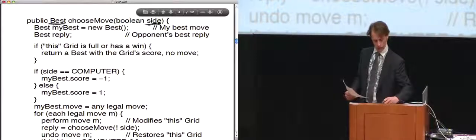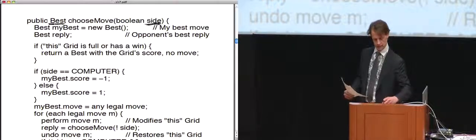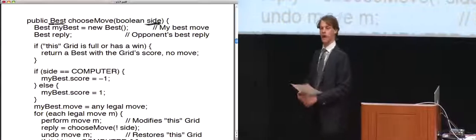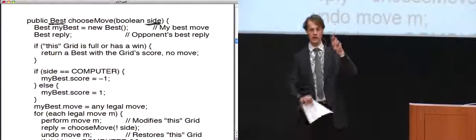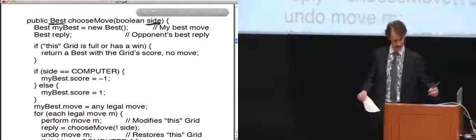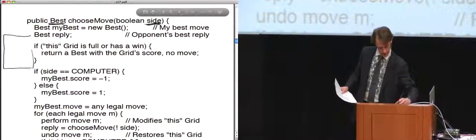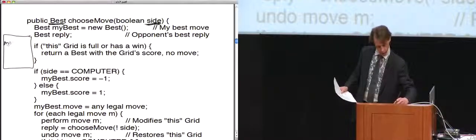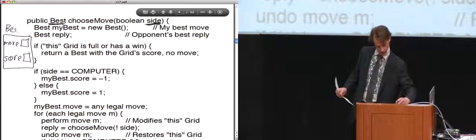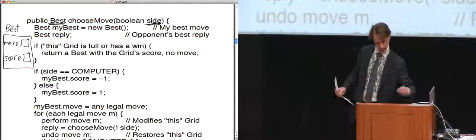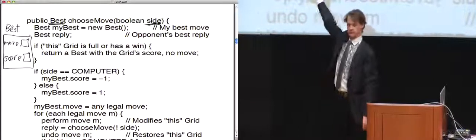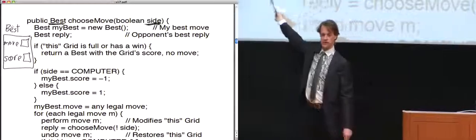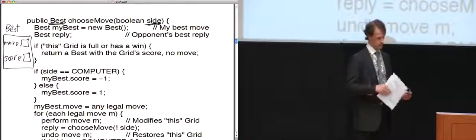What its goal is to return an object, which we call a best object. A best object is just an object that contains 2 pieces of information, namely the move that you've decided to make and whatever score is assigned to that move. So we're going to return an object that looks like that. This is the move I want to make. This is the score that this move has.